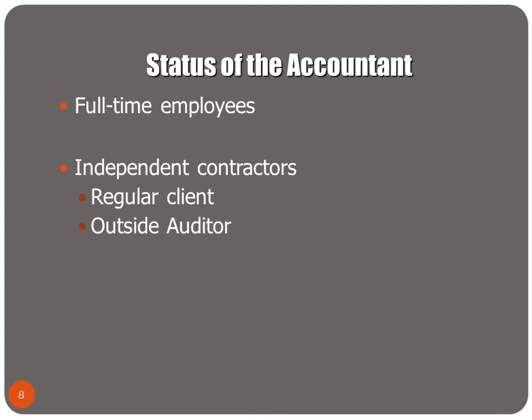First of all, we'll look at the status of the accountant. An accountant may be a full-time employee of a company, an independent contractor doing regular work for a client, or an independent outside auditor. What constitutes negligence is the same for all 3 types of accountants. The liability of the accountant to the third party, when recognized, is based on the reliance of the third party on the work of the accountant.